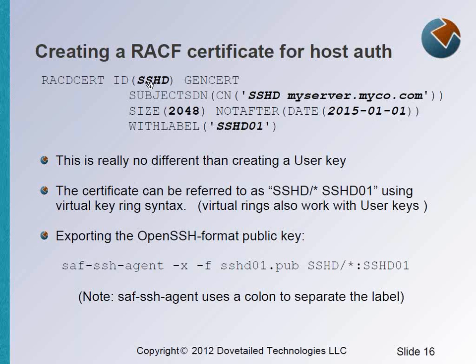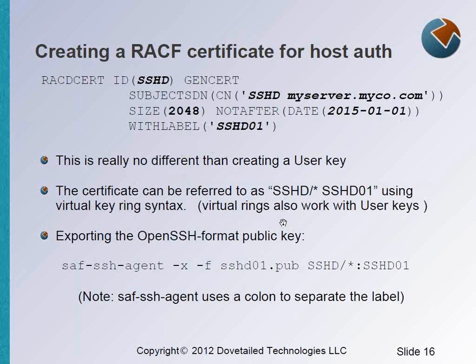So it belongs to SSHD. SSHD would need to be the user ID that the SSHD started task runs under, the superuser ID, because it's going to be his private key. He needs to be the one to be able to access it. Now, here's an interesting point. This is the same as doing the user key in terms of the RACF command. We're just giving it different names.